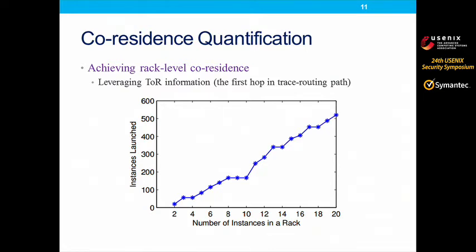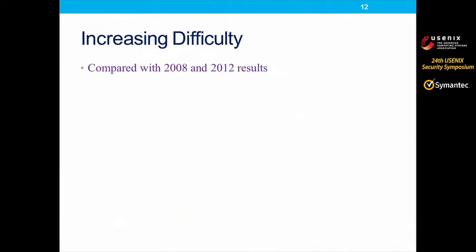And as this figure shows, the attacker needs around 500 probing instances to place 20 instances under the same rack. Note here, different from the work presented by the last talker, here we use a more old-fashioned way to achieve coresidence. We did not explore a newer, fancier way to achieve coresidence because we wanted to give a more fair comparison with results from previous works.